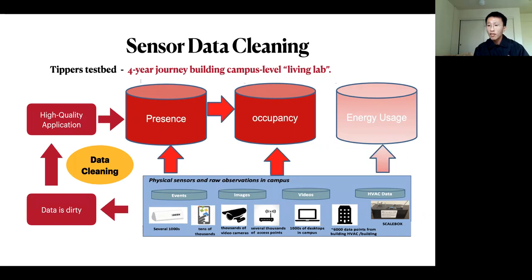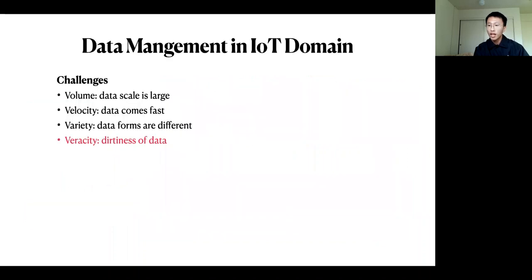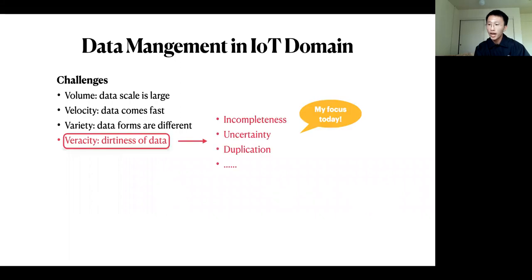However, these raw sensor data can be very dirty in practice, which makes it difficult to build a high quality application. Before we can use these data, we often first clean them. However, cleaning sensor data is very challenging due to the following aspects. First, volume. Data scale is often very large. Second, velocity. Data comes very fast. The variety challenge means that data forms are different. And the last one is veracity, which means that data can be dirty or of low quality. And this is my focus today.